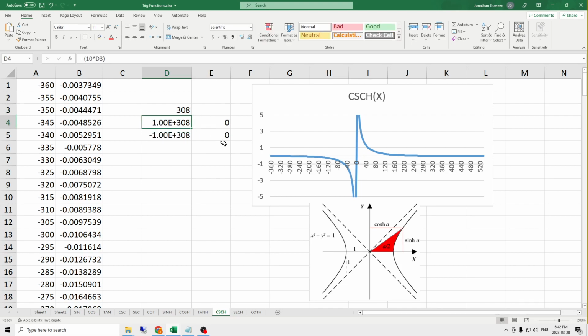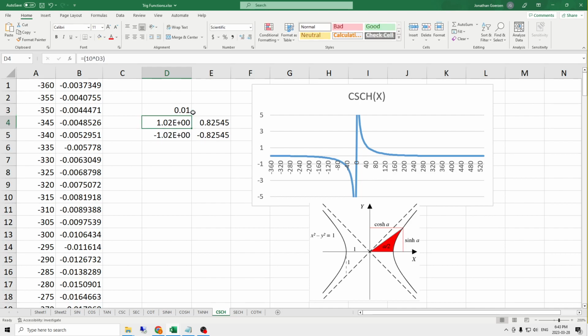For example, if I input 1 times 10 to the 308, I basically get 0. And realistically, even for values that are, well here, 1 times 10 to the 1, this is just 10. I still get a value of about 9 divided by 10,000. Very, very small. It gets very, very small very, very quickly.